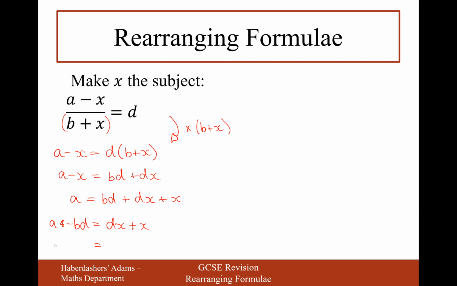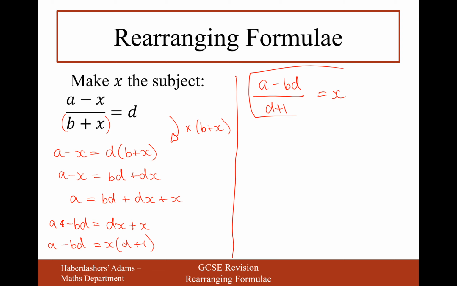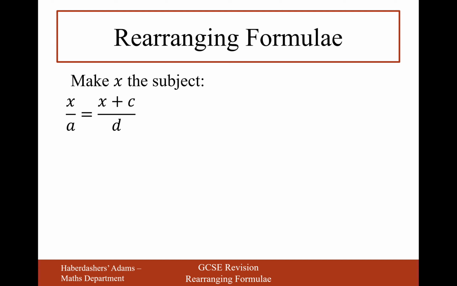Factorize out the x on the right hand side. In the first term it's going to be d, and the second term it's just going to be plus 1, because the x needs to multiply by something to make an x. In this case it's 1. Then we'll divide by what's inside the bracket, so it's minus bd over d plus 1 equals x. And there we are, that's the answer to this question. Let's move on to the next one.